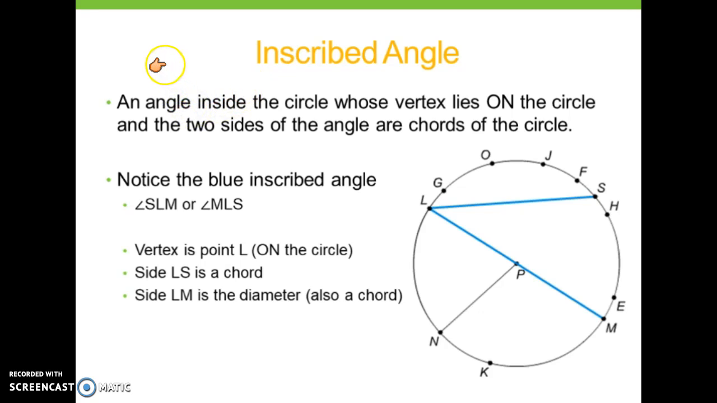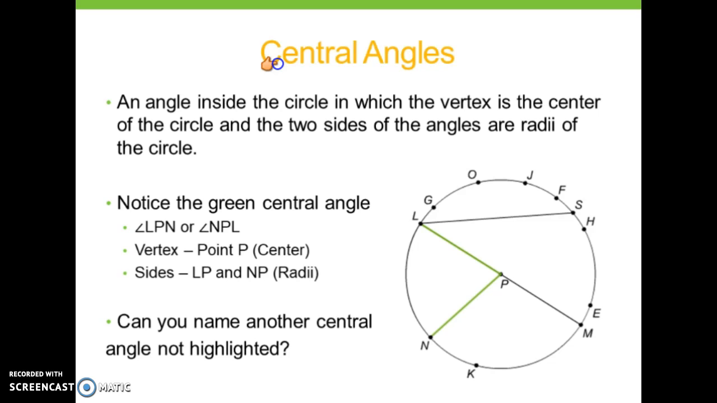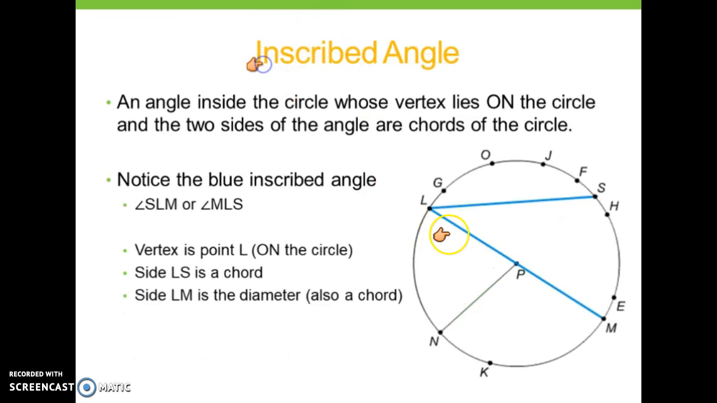Now, to compare it against the central angle, we have an inscribed angle. The difference between the central angle and the inscribed angle is important. An inscribed angle is an angle inside the circle whose vertex lies on the circle. So it's not at the center. The vertex is on the circle, and the 2 sides of the angle are chords of the circle. So just go back real quickly. Central, the vertex is the center of the circle, and the 2 sides of the angle are radii. For an inscribed angle, the vertex is on the circle, and the 2 sides of the angle are chords.